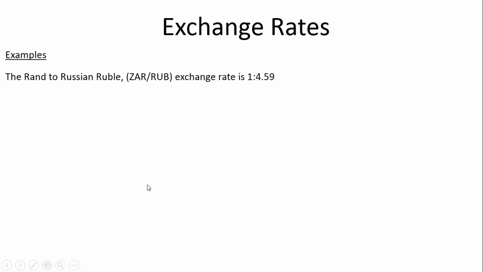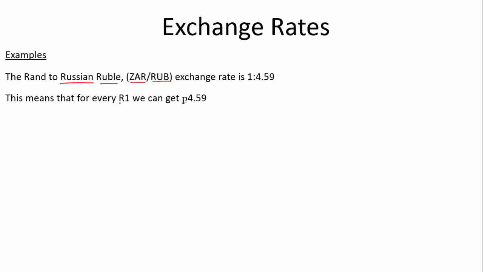So this is a little bit of how currencies work. At the end of the video, I'm going to show you it on Google. Let's have a look at some examples. The rand to the Russian ruble. So in Russia, they have a currency called the ruble. And we call in South Africa, ZAR is our rand and RUB is the ruble. The exchange rate is 1 to 4.59. Because I've said the rand to the ruble, that's the same as saying 1 rand is 4.59 ruble.